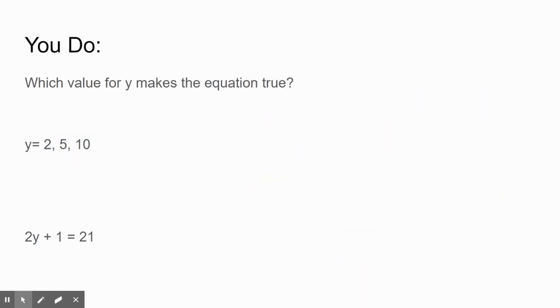So next up is a you-do. Same idea. This time our variable is y. Which value for y makes the equation true? You got the options of 2, 5, and 10. Your equation down there is 2y plus 1 is equal to 21. Think about what it could be. Ready? Go.